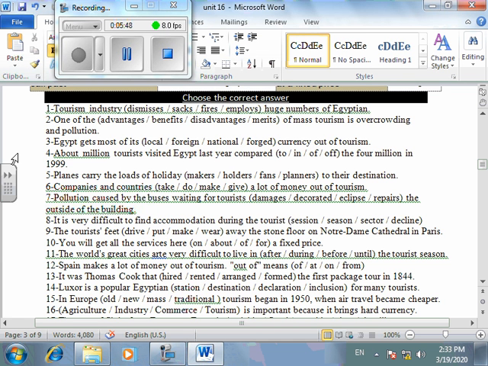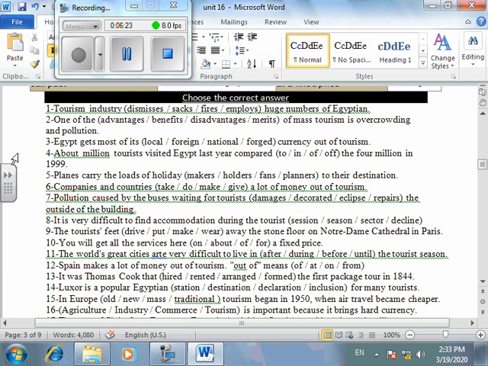Number two, one of mass tourism is overcrowding and pollution. So it will be one of the disadvantages. We can use the omission way, which I taught you before. Advantages equal benefits equal merits. So the three are wrong. So the only one is disadvantages. Number three, Egypt gets most of its currency out of tourism. Yes, foreign currency.